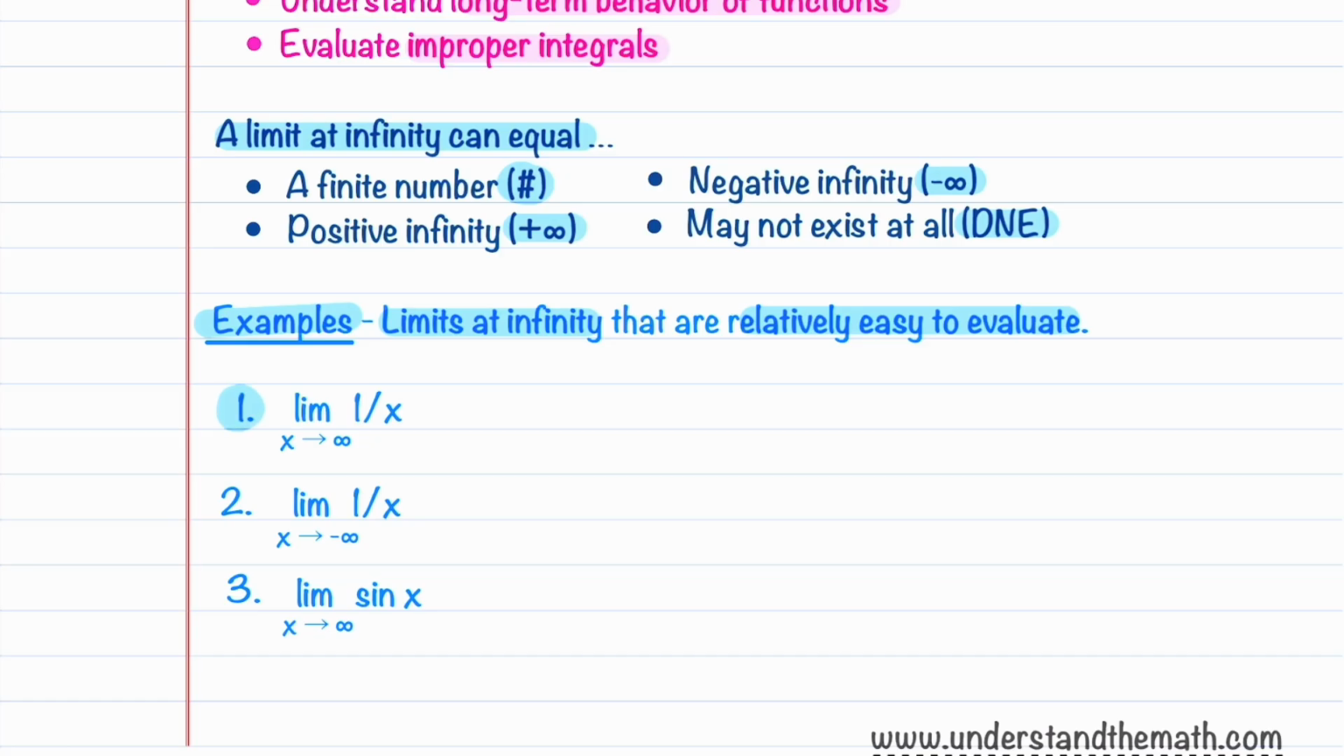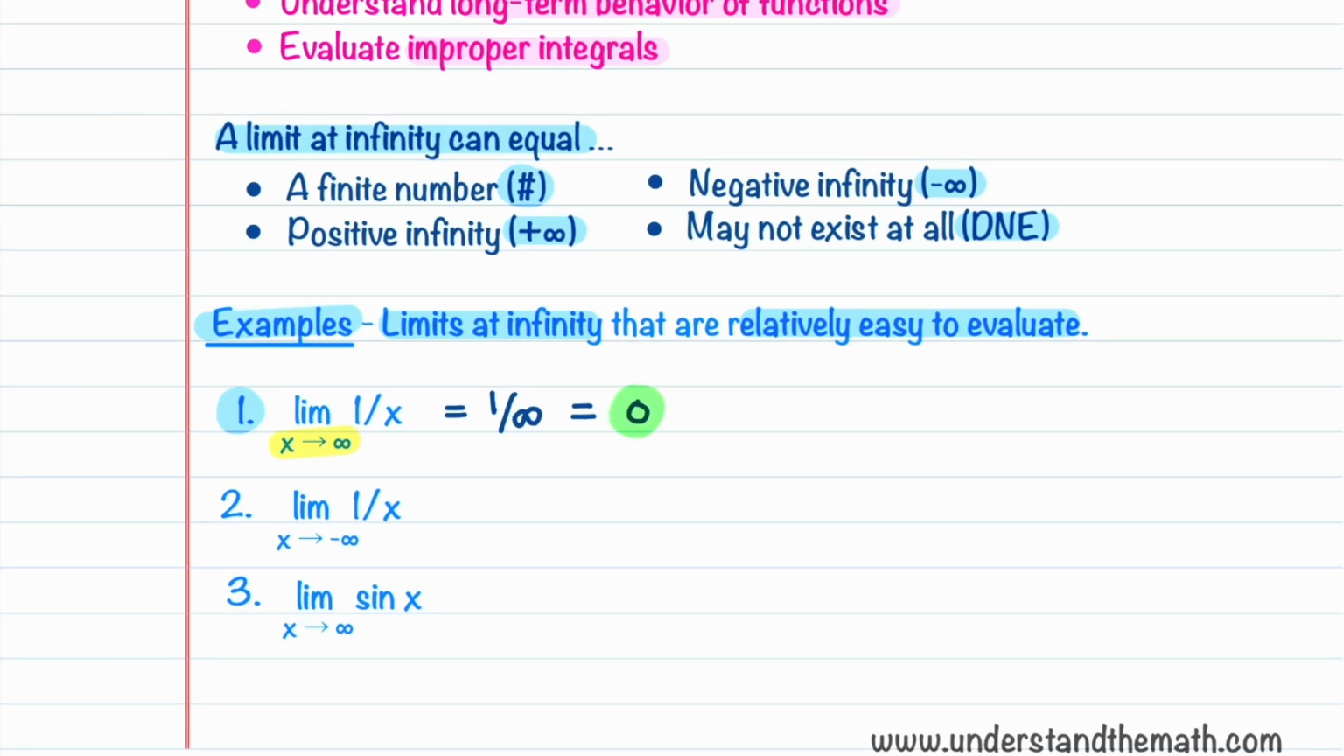Whenever you evaluate a limit, the first thing that you need to do is substitute in the value that your limit is approaching. In our first example, x is approaching infinity, so that's what we're going to plug in. This is equal to 1 divided by infinity. 1 divided by a really large number is going to equal 0, so our limit is equal to 0. Let's look at our second example.